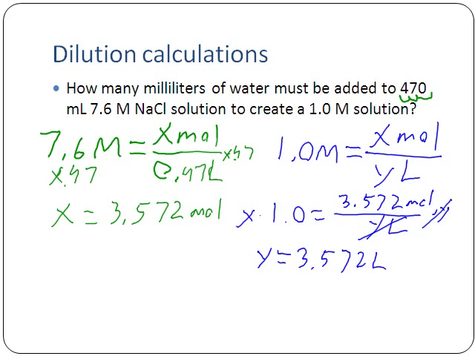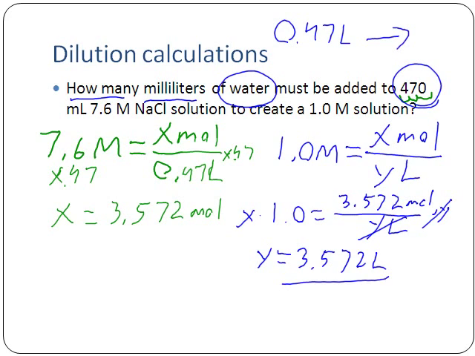Now, taking a look at this, what does the question ask? It says, how many milliliters of water must be added? It didn't ask for the amount of solution. What we've got here is that we need 3.572 liters of the 1 molar solution. That's how much we're going to create. But the question asks for how much water we have to add. In this case, we started with 470 milliliters, so 0.47 liters of our solution here, and we're going to go until we get our new volume, which is 3.572.